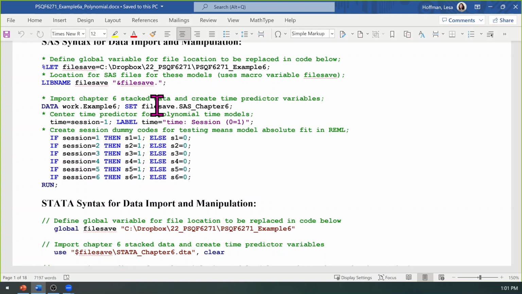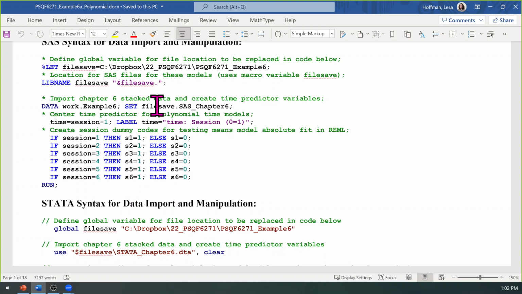And I tried to do that for time, but I realized that it actually becomes confusing because if I center time such that session 1, which is the first occasion, I want to be my time 0, then I would have to name that time1. But then time1 makes it sound like I'm only referring to the first occasion as opposed to a variable that's centered at 1.